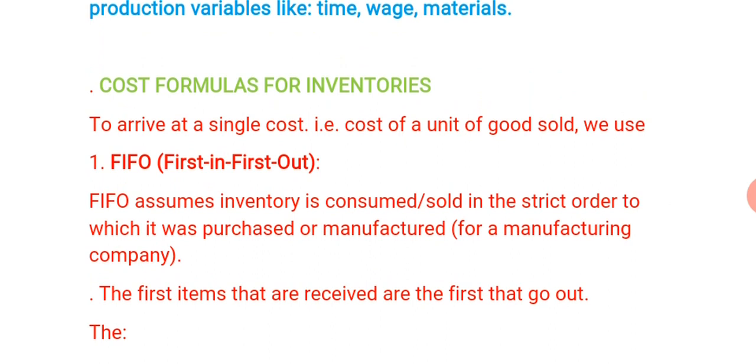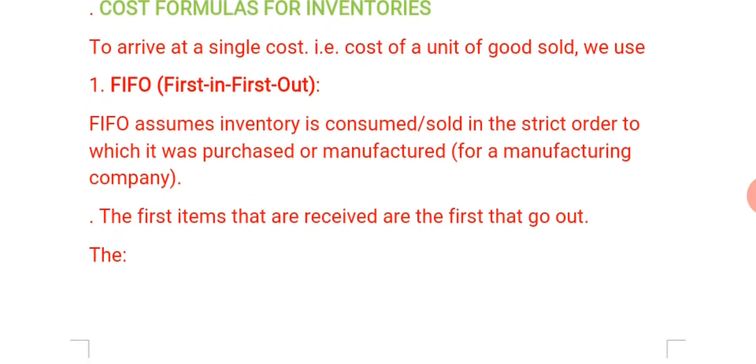And the first way you could do that for each unit is by using first in first out, that is FIFO. Now IAS 2 has recognized only two right now. The first is FIFO, the second is AVCO or WAC, weighted average cost. We'll be taking a look at the first one, which is FIFO. It says FIFO assumes inventory is consumed, that is sold, in the strict order in which it was purchased or manufactured. The first purchased or manufactured is the first to be sold. The first items that are received are the first that go out, just like the name, first in, first out.